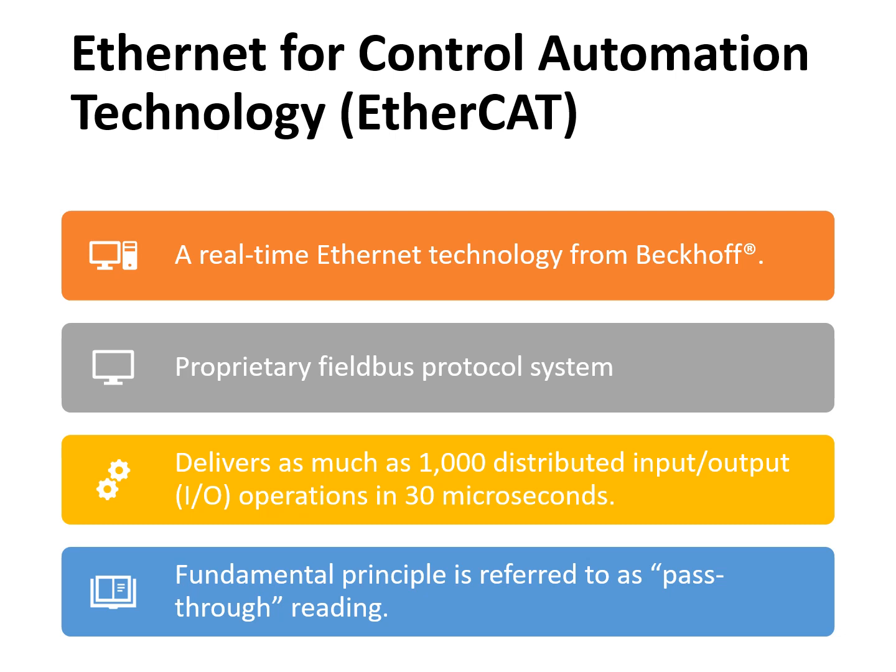EtherCAT is a real-time Ethernet technology from Beckhoff. It is a proprietary fieldbus protocol system that can deliver as much as 1,000 distributed input-output, I/O, operations in 30 microseconds on an almost unlimited network size. EtherCAT was standardized in 2005 as IEC PAS 62407 and is now integrated in a number of other standards, IEC 61158 and IEC 61784-2. The fundamental principle of EtherCAT is referred to as pass-through reading. In this scheme, messages are delivered according to some sorted preference, and replies are collected in the reverse or loop-back fashion.